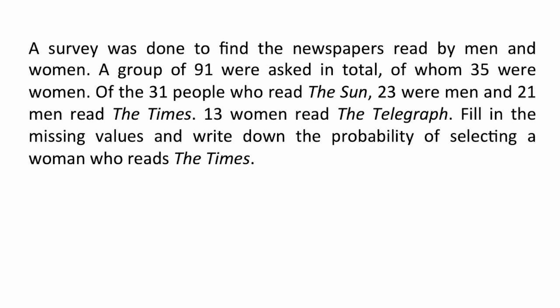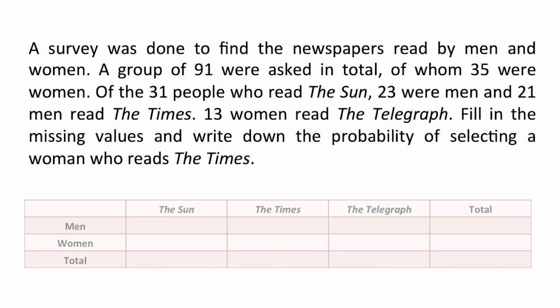So you can see in this question there's a lot of information that they've given us in one go, but we're going to be able to put all of that quite easily into a two-way table. So let's first of all think of the two things we're looking at within this two-way table. Well, the first thing is the gender, male or female, and the second one is the papers they read. Now, our options for papers that they read are The Sun, The Times and The Telegraph. So when we construct our two-way table, this is what it would look like.